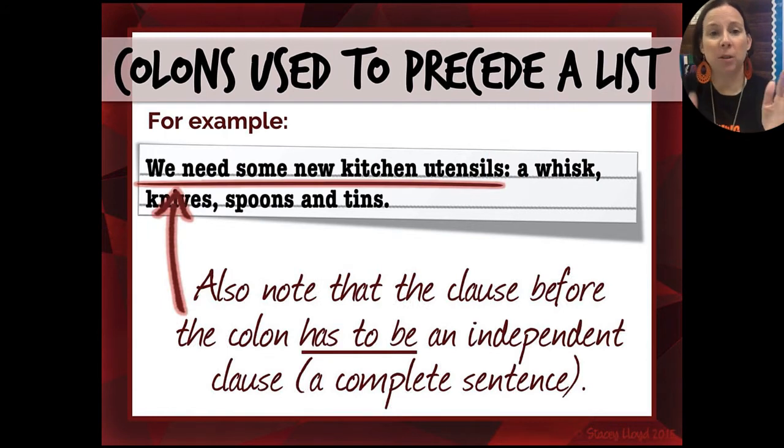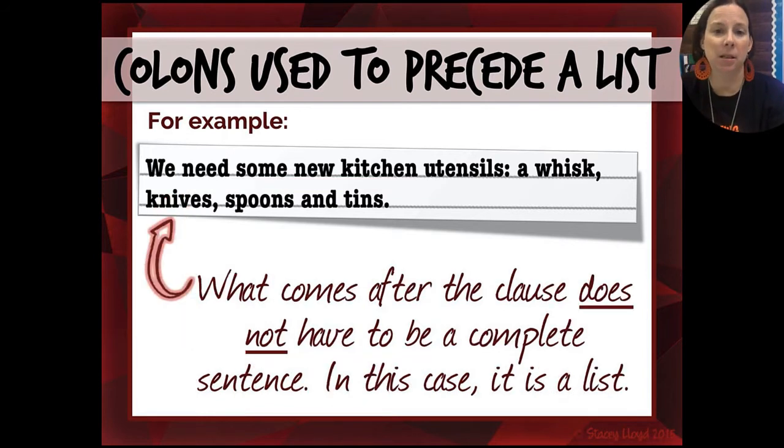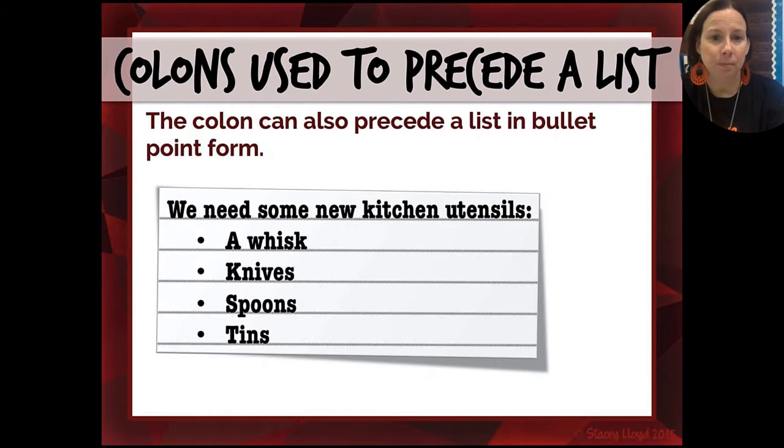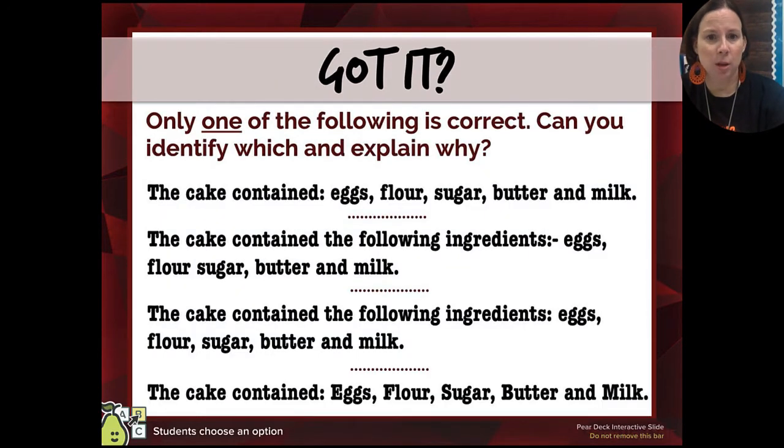Okay? But you've got to make sure that you have an independent clause before it. We need some new kitchen utensils. That could be a period, okay? Has to be a complete sentence. What comes after the colon does not have to be a complete sentence, okay? It can just be a list. Obviously, it could also be bulleted, okay? So, only one of the following is correct. Can you identify which and explain why?